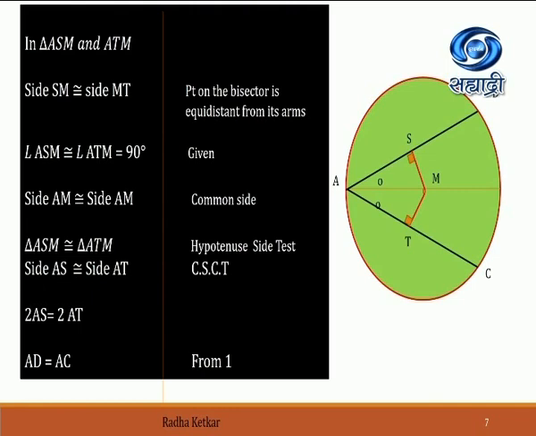So obviously 2 times AS will be equal to 2 times AT. And what is 2 times AS? That is nothing but AD. And what is 2 times AT? That is nothing but AC. So using our earlier statements, we can prove that AD is equal to AC.